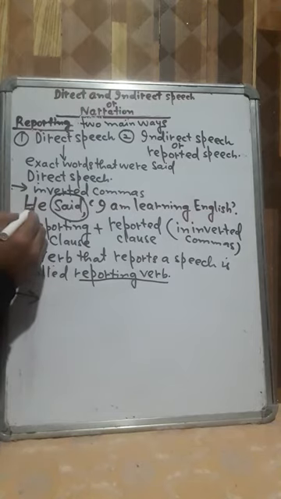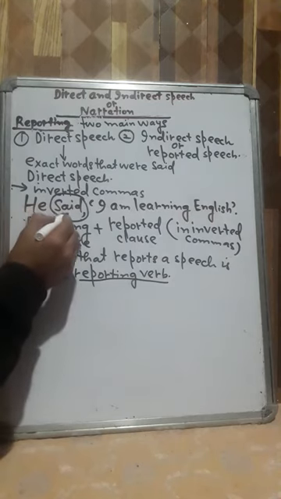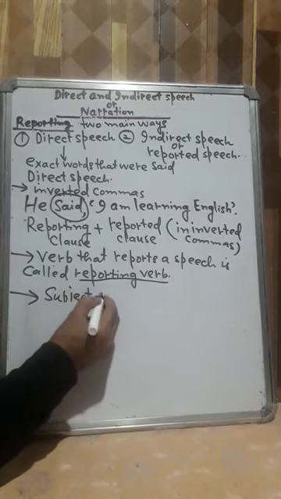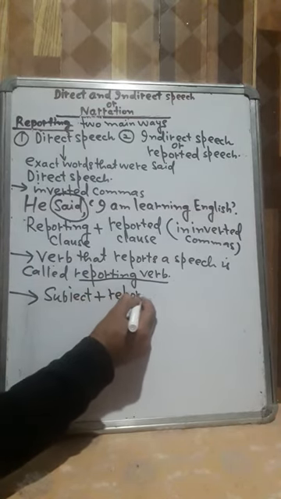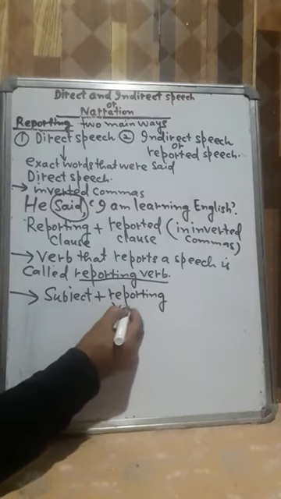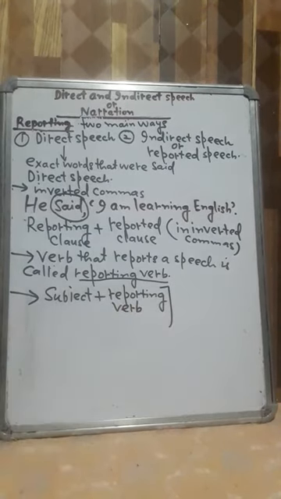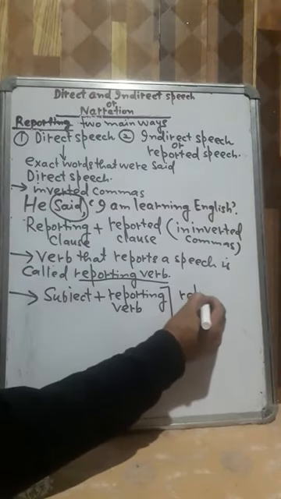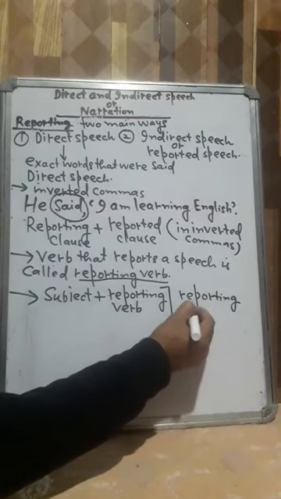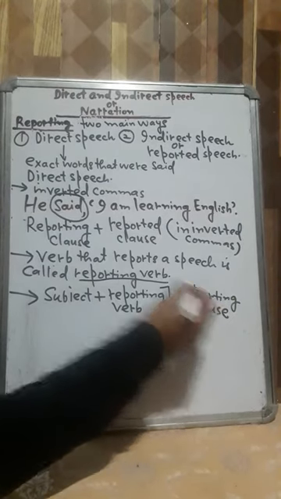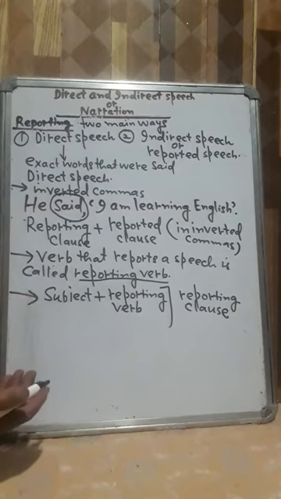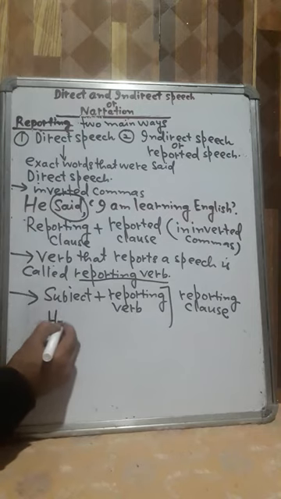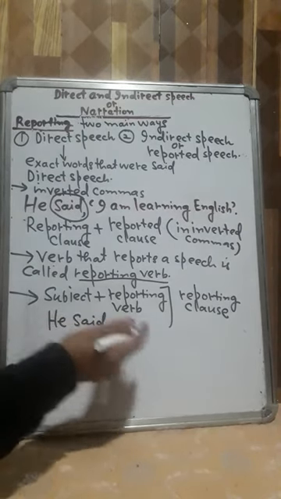Here we have he said. He is subject, said is reporting verb. Subject plus reporting verb forms a clause that is called a reporting clause. So in the example, he said is a reporting clause because we have here subject and a reporting verb.